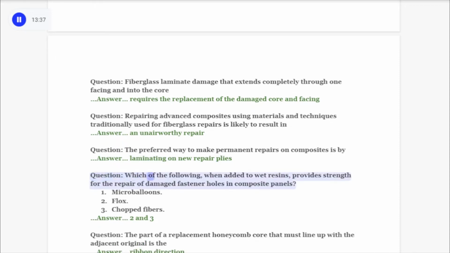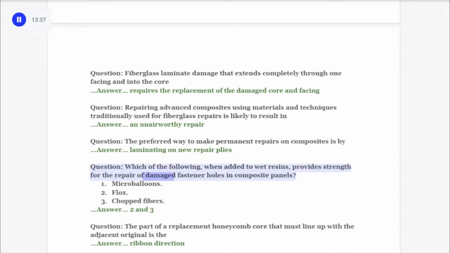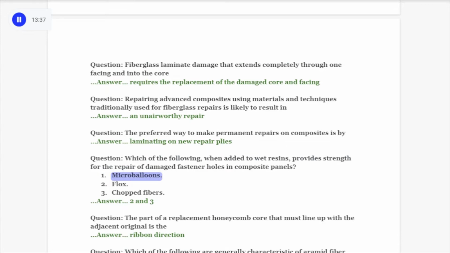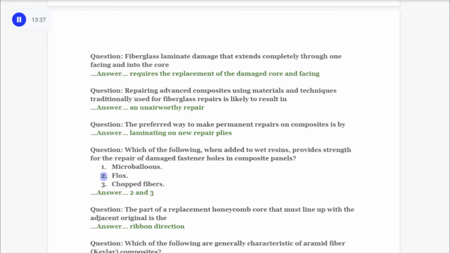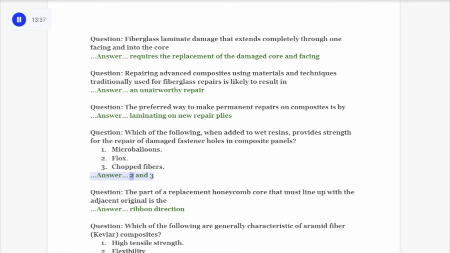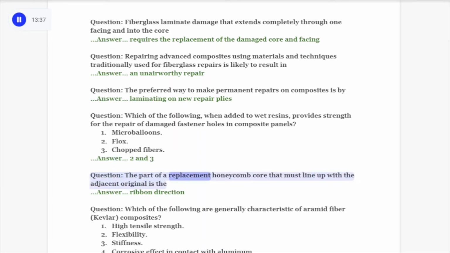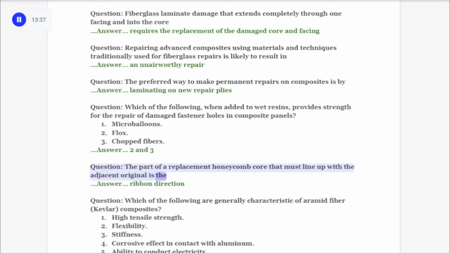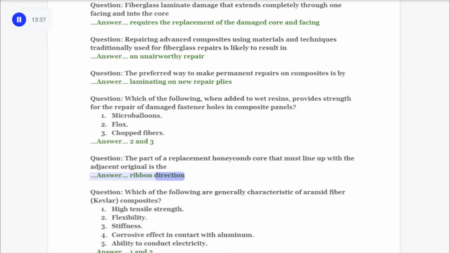Question: which of the following, when added to wet resins, provides strength for the repair of damaged fastener holes in composite panels? 1. Microballoons. 2. Flocks. 3. Chopped fibers. Answer: 2 and 3. Question: the part of a replacement honeycomb core that must line up with the adjacent original is the. Answer: ribbon direction.